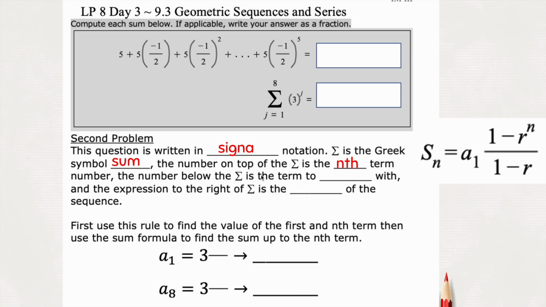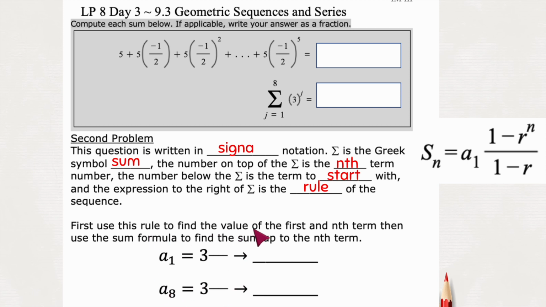The number below the E is the term to start. So sometimes we start with a term number other than 1, but a lot of the time we start with 1. And then the expression to the right of the E, which is right here, this 3 to the j power, that is our rule for the sequence. Okay, so now I'm going to apply the rule to find a couple pieces here.